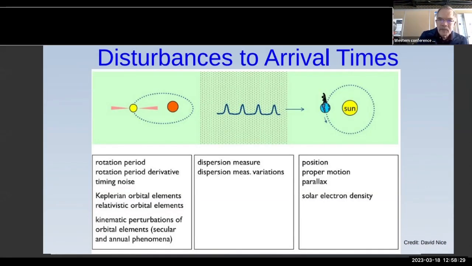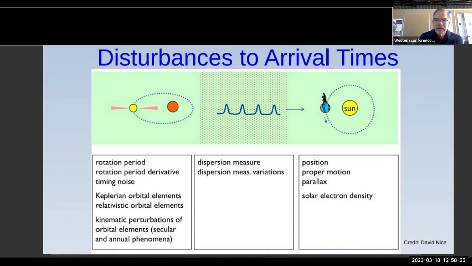This is a fuzzy topic anyway, because this is all the disturbances to the arrival times. I can just mention them in the end, at the pulsar side. There's obviously the rotation period and its derivative, so the pulsar is slowing down. There's timing noise. There's the orbital elements due to Kepler and due to relativity.